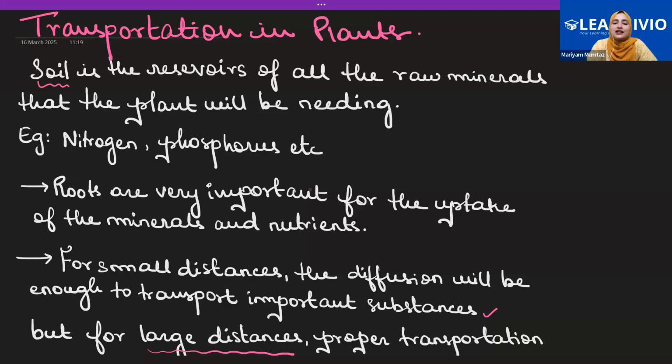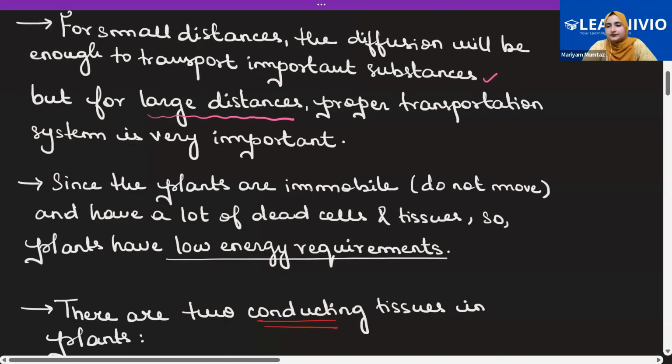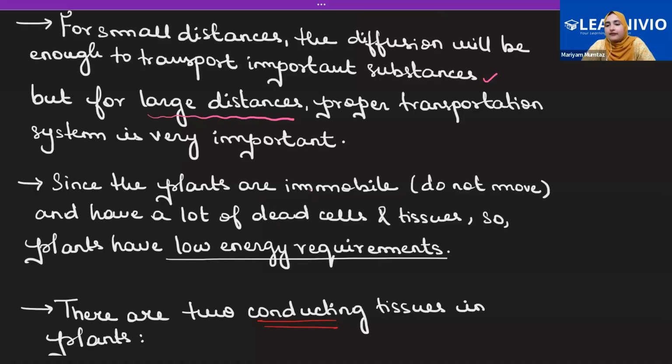Can someone quickly give me the definition of diffusion? Particles going from higher concentration to lower concentration. Yes, the movement of particles from a higher concentration to a lower concentration. Always remember, diffusion is sufficient for shorter distances. But if the plant body is longer, like the plant is taller, as in the case of trees, diffusion will not be enough to meet the requirements of the plants. So for larger distances, a proper transportation system is very important.